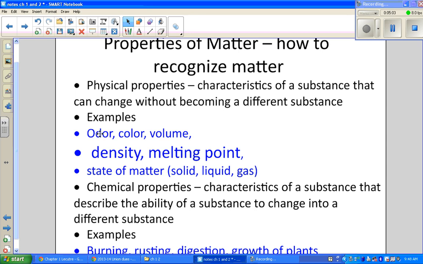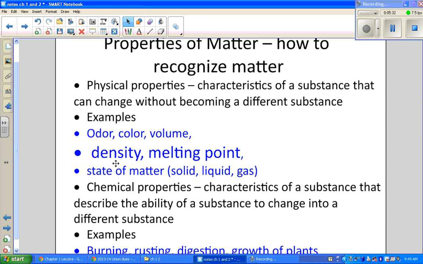Odor. If somebody's wearing perfume or cologne, they're still that person. They just smell in a different way. If somebody has brown hair color or blonde hair color, when you look at them, you say this is the color of their hair, that's just a description and it's physical. They're still that person. Volume. If you pour water into a graduated cylinder to take the volume, it's still water. These two words right here are more chem terms.